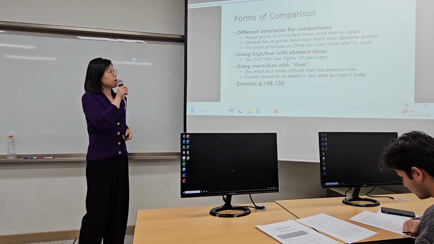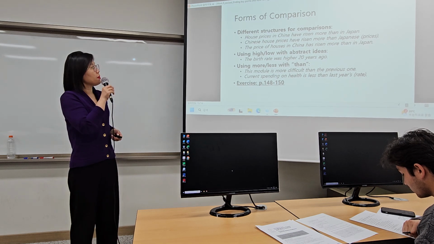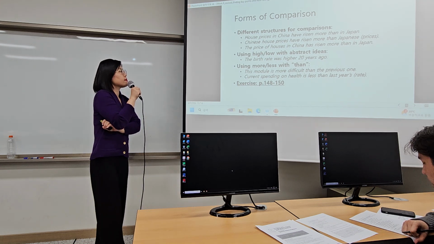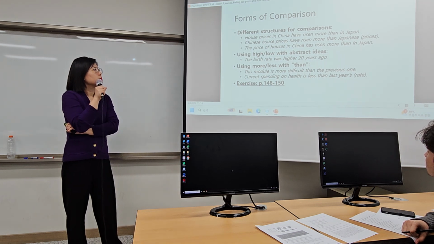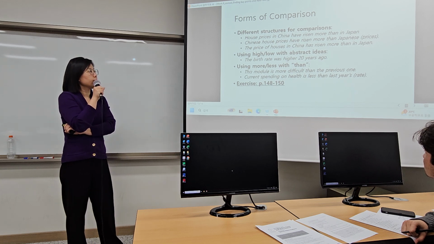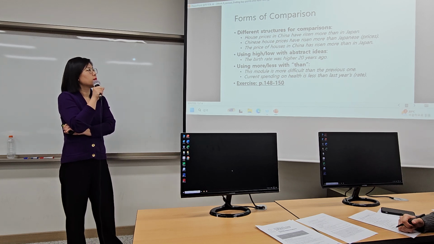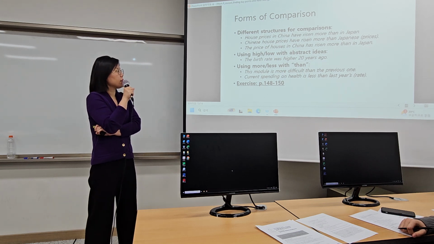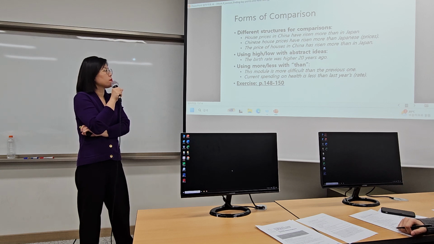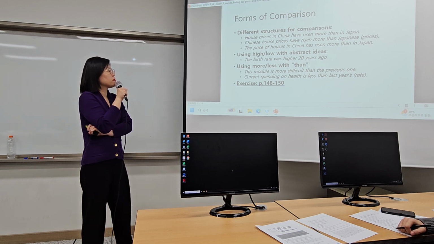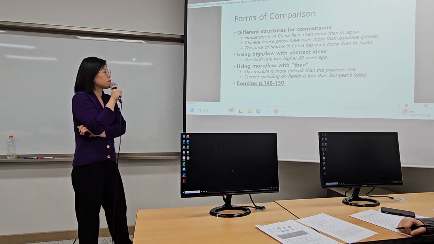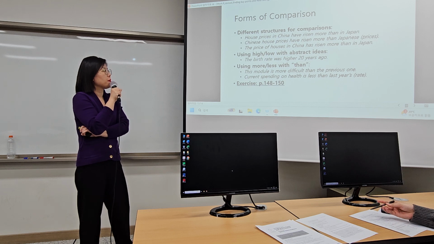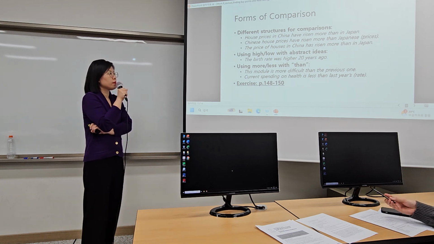All right, forms of comparisons. This is going to be the last presentation of the comparison and superlatives. So who's next? Okay. Different structures for comparisons. House prices in China have risen more than in Japan. Chinese house prices have risen more than Japanese. The price of houses in China has risen more than in Japan. Right. Using high-low with abstract ideas. The birth rate was higher 20 years ago. Using more-less with adjectives. This module is more difficult than the previous one. Current spending on housing is less than last year's.